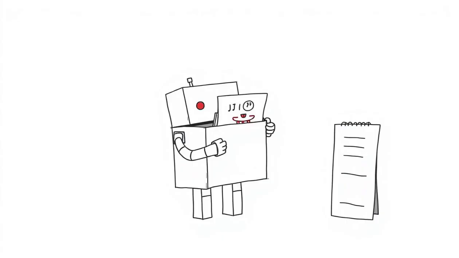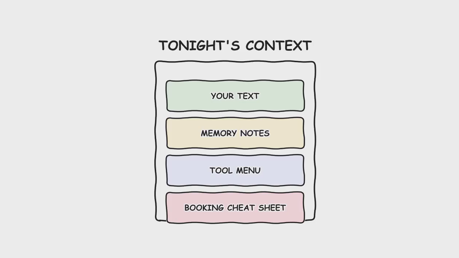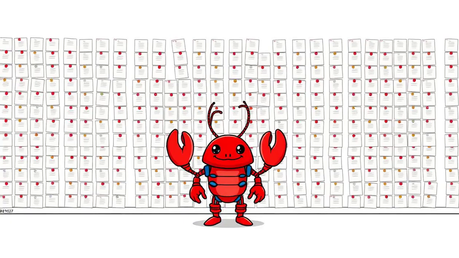When your message arrives, the harness checks its skill folder, picks the sheet that matches the job, and tucks it into the letter. So on booking night, the model opens its letter and finds your message, the browser menu, and a how-to-book-restaurants cheat sheet. Skills are why one agent can do hundreds of jobs. People keep writing new sheets. OpenClaw fans have shared about 1,700.